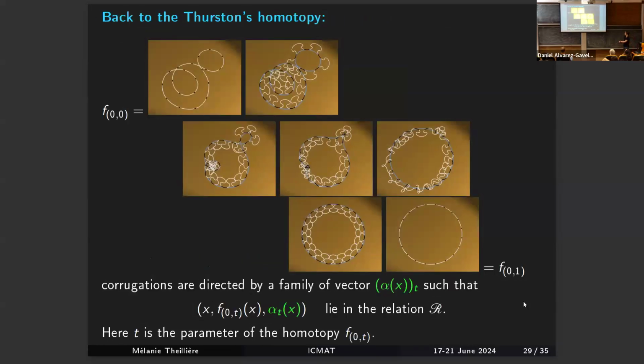And just maybe you have a question about the previous slide before I go on. Okay. So let's continue a bit about Thurston. So Thurston built this homotopy, regular homotopy, sorry, between two planar curves. And here the corrugations are directed by a family of vectors alpha x, such that at each time, alpha x lies in the relation R.